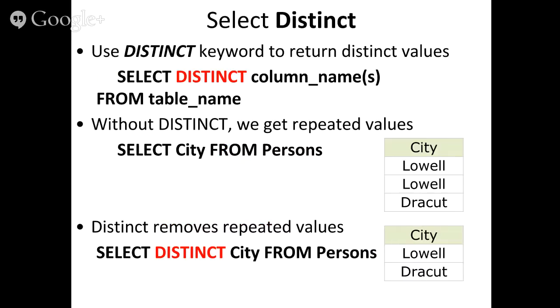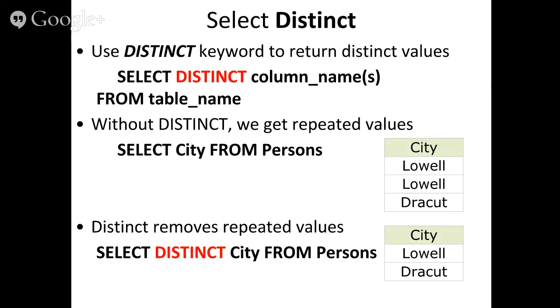If we ask for the city, if we retrieve the city, select city from persons, you get Lowell, Dracut. But you can ask the database that I want uniqueness, and you say, I only want distinct. So you say select distinct city from persons.